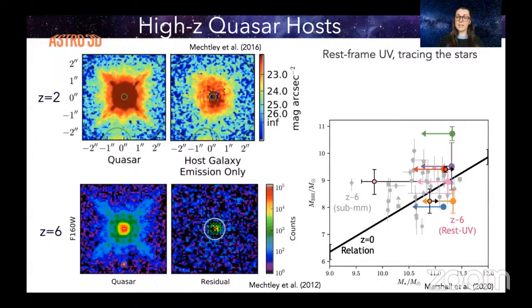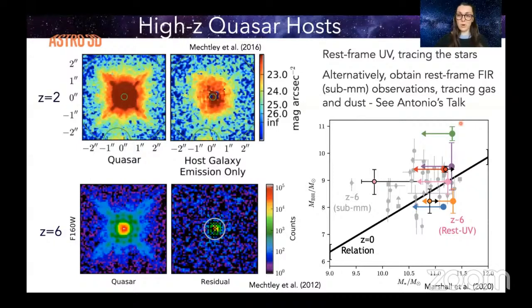However, we still can get some interesting information out of these kinds of techniques. So here is a study that we published earlier this year looking at a small sample of redshift 6 quasars. You can see that we, using the subtraction technique, have got stellar mass limits, and we can now place these objects on the black hole stellar mass relation. But we've only got limits. At the moment, we really would like detections. In terms of measurements, we can alternatively go to the rest frame far infrared. However, that's tracing the gas and the dust in the galaxies. So it doesn't tell us about the stellar properties, which is typically where these black hole host correlations exist.